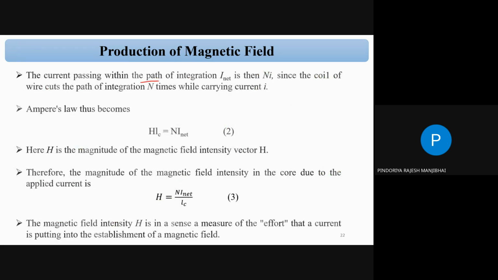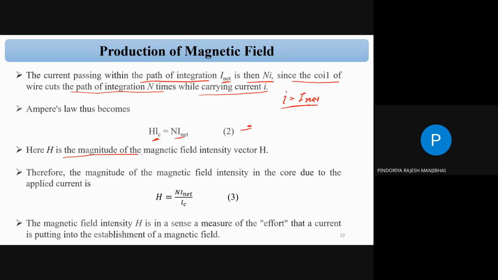The current passing within the path of integration is I net, which is then Ni. Why Ni? So this Ni, I is equal to I net. Whenever it's a small i, then consider it as I net. Since the coil of wire cuts the path of integration N times, while carrying current i. Correct. So by Ampere's law, we can write H into lc is equal to N into I net. Correct. How much field is produced? That is H into lc equal to N into I net. That is equation number 2.